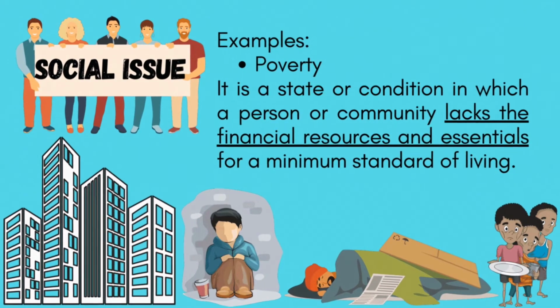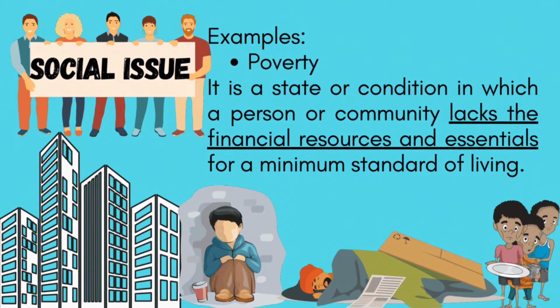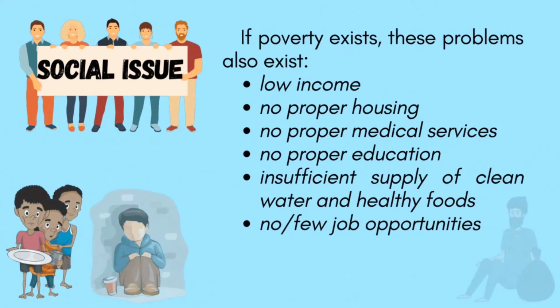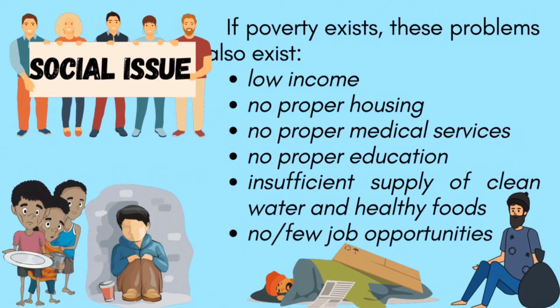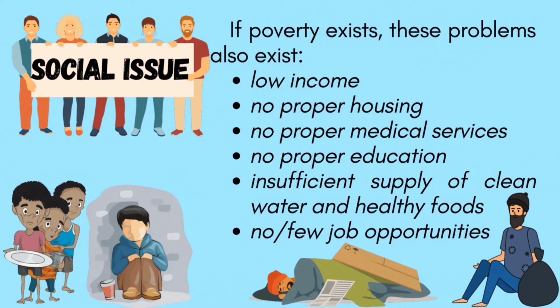Social issue examples: poverty. It is a state or condition in which a person or community lacks the financial resources and essentials for a minimum standard of living. If poverty exists, these problems also exist. Low income, no proper housing, no proper medical services, no proper education, insufficient supply of clean water and healthy foods, no or few job opportunities.